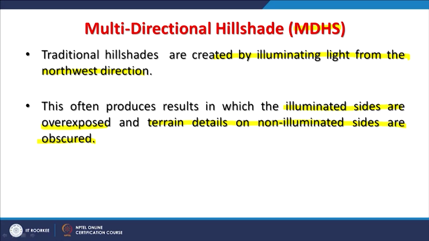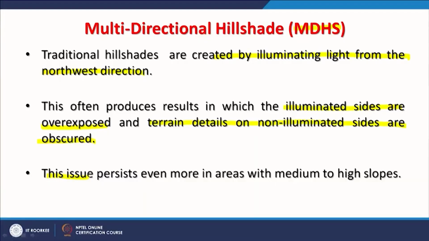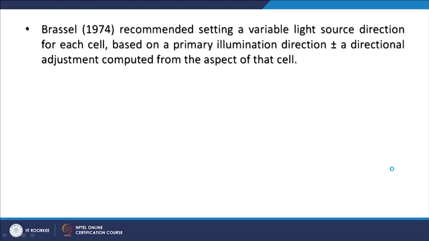In the night time when these matches are held, generally you see there are 4 shadows because of 4 illumination sources, and none of these shadows would be as strong as in the case of a single shadow. So, your terrain may look completely different if I am having a multi-directional illumination source or multi-directional hill shading. The issue persists even more in areas with medium to high slopes. There only we require this hill shading many times, and the problem becomes obvious in the case of hilly terrain.